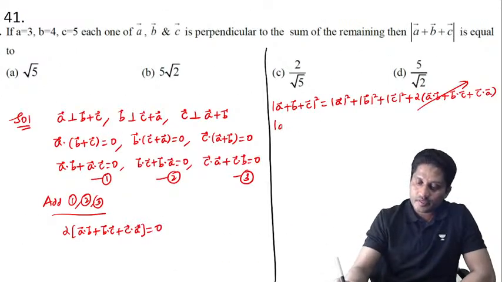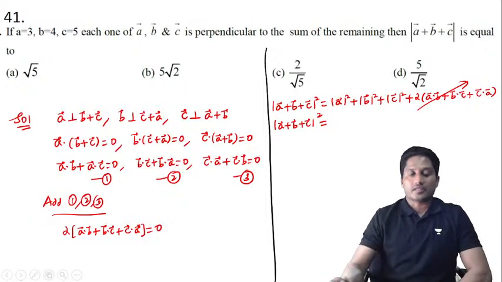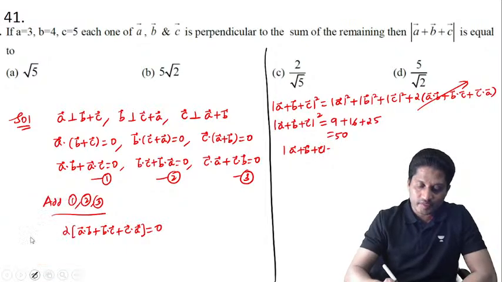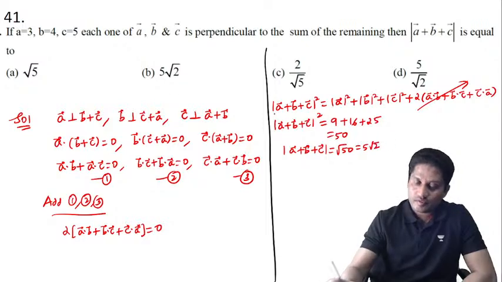Now modulus of A plus B plus C the whole square is equal to modulus of A is 3, right? So this becomes 9 plus 16 plus 25, which is equal to 50. If you take the square out, you get mod of A plus B plus C is equal to root of 50. Root of 50 is 5 root 2. Right, answer is option B.